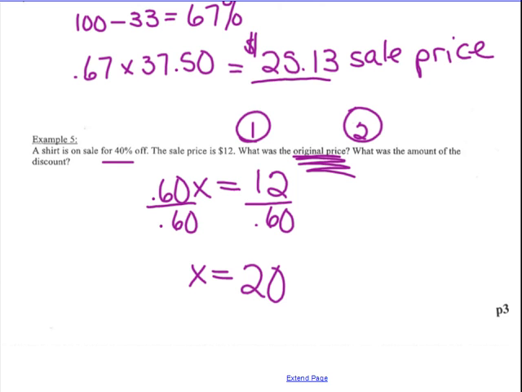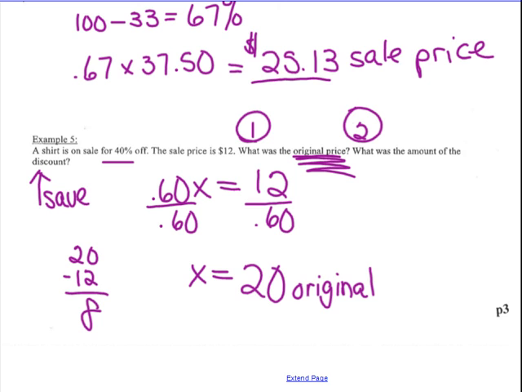What is the original price? This is the original price. Well, how much did you save? What was the discount? That's how much you save, right? The discount is how much you save. So if it now costs you $12, but it was originally $20, how much did you save? 8, right? So the $8 is the discount. That's how much you save.